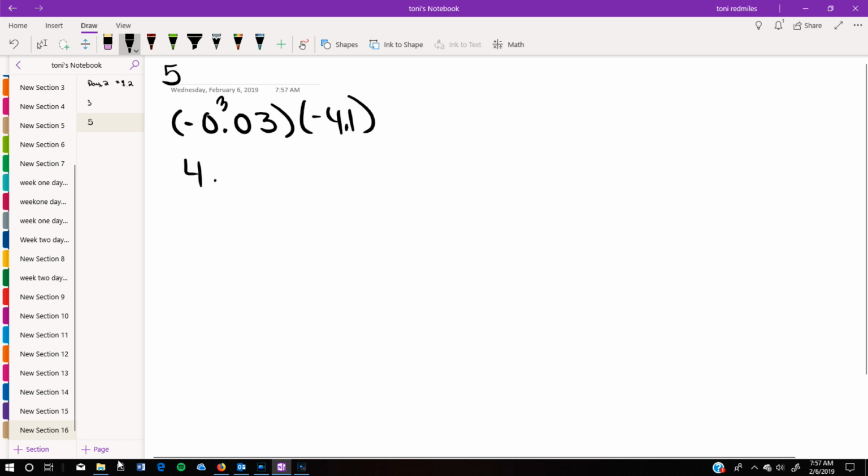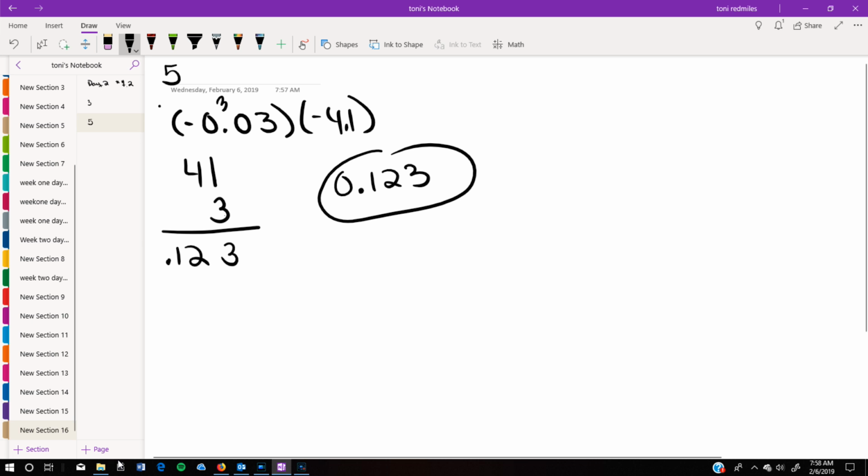So now I'm just going to take the numbers and I'm just going to multiply. So 3 times 1 is 3, 3 times 4 is 12. So I know I have 3 place values, so starting from here, 1, 2, 3. The answer is 0.123. 2 negatives make a positive in multiplication, so this is the answer.